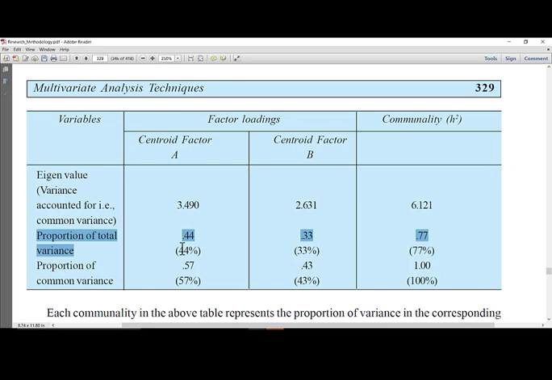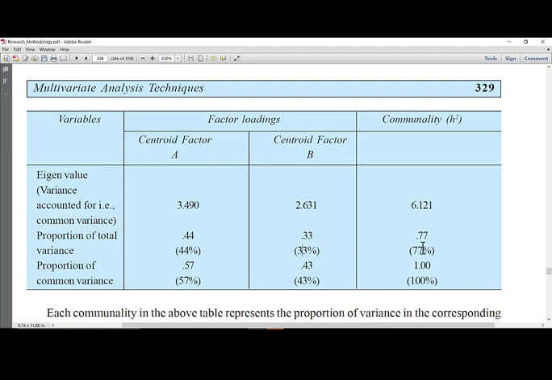So what is this proportion of total variance? The eigenvalue is 3.490. So the proportion of total variance here means 3.490 divided by 8. That is 0.44, or 44%. And this 0.33, or 33%, is actually 2.631 by 8. So that way we are getting here 44% plus 33% is 77%.